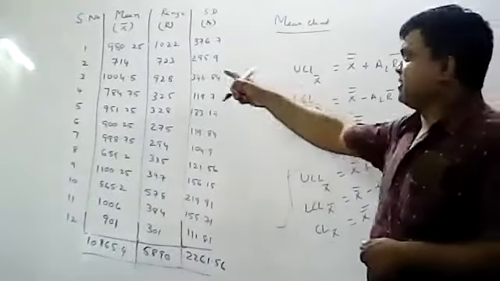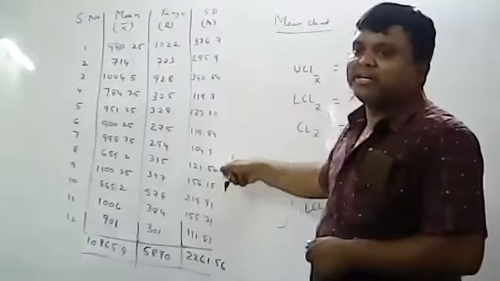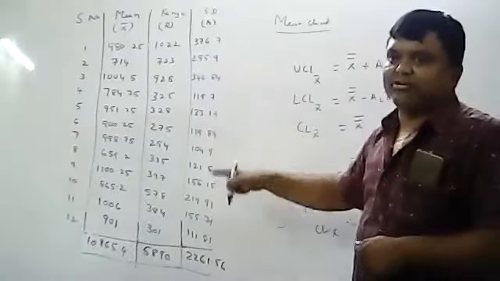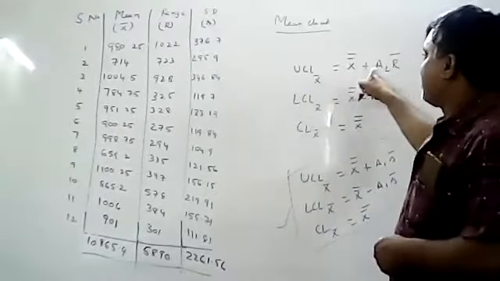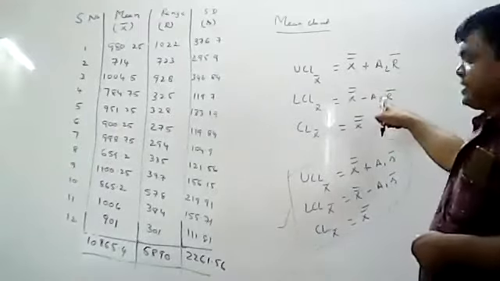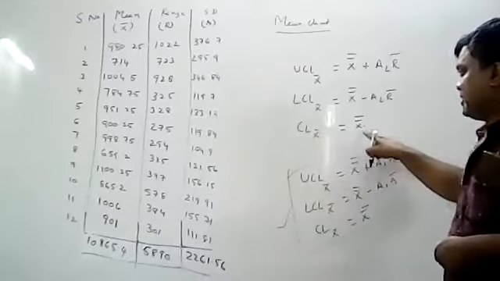You can use any set of formulas for calculating the mean chart. Always range is easy compared to standard deviation, where the calculation is difficult. So if you did not mention anything and have to calculate the mean chart, always use what can be estimated with range. That means X double bar plus A2 R bar, LCL x bar equal to X double bar minus A2 R bar, CL x bar equal to X double bar.